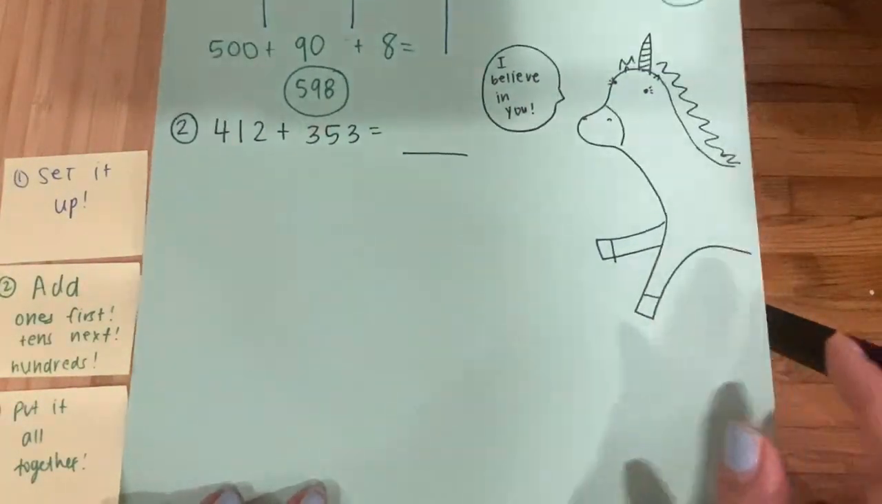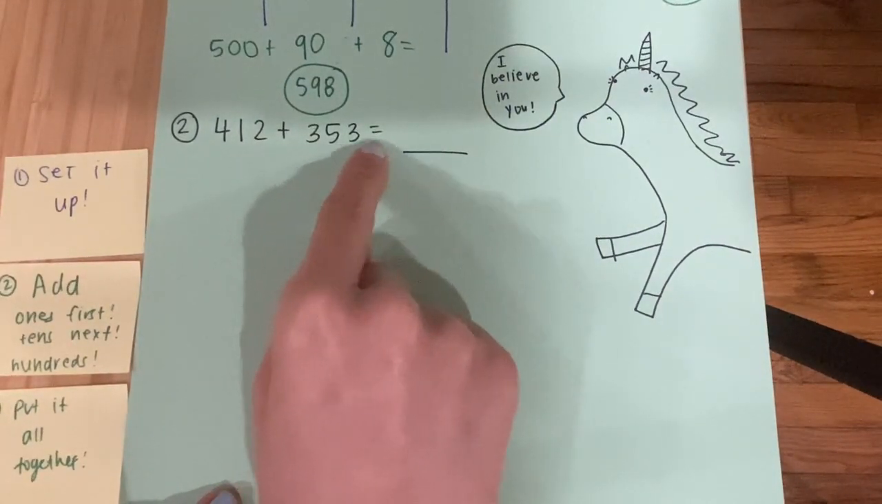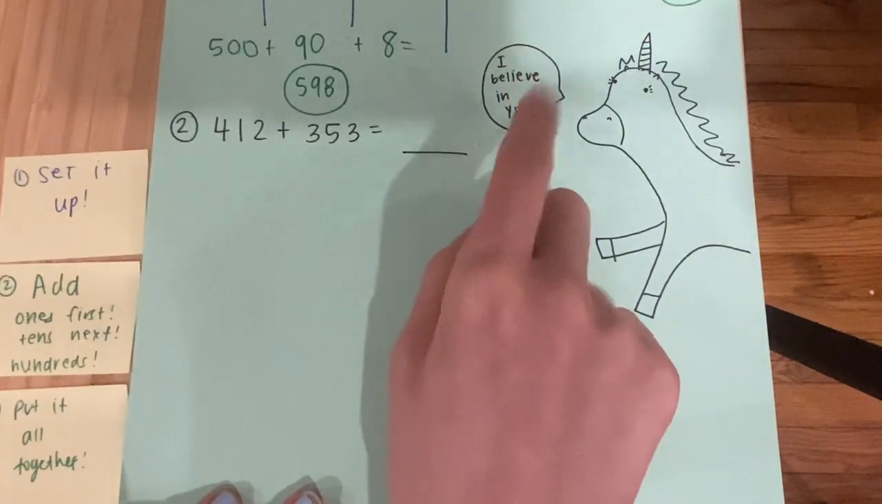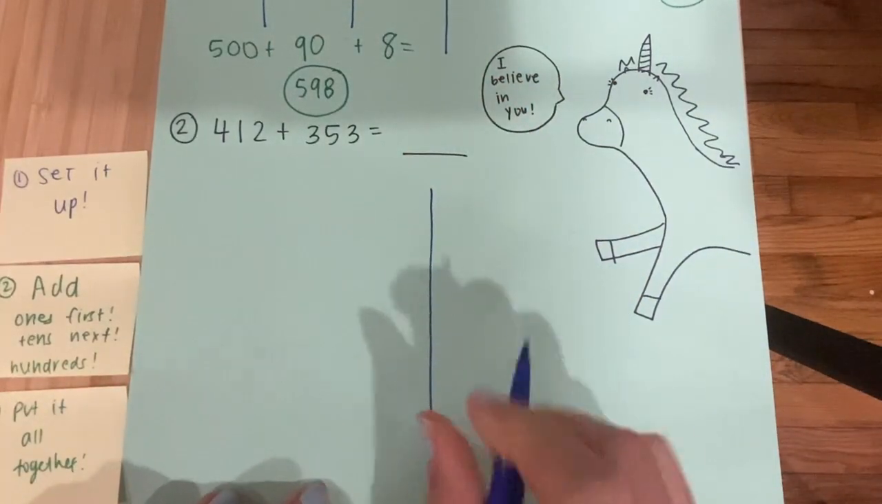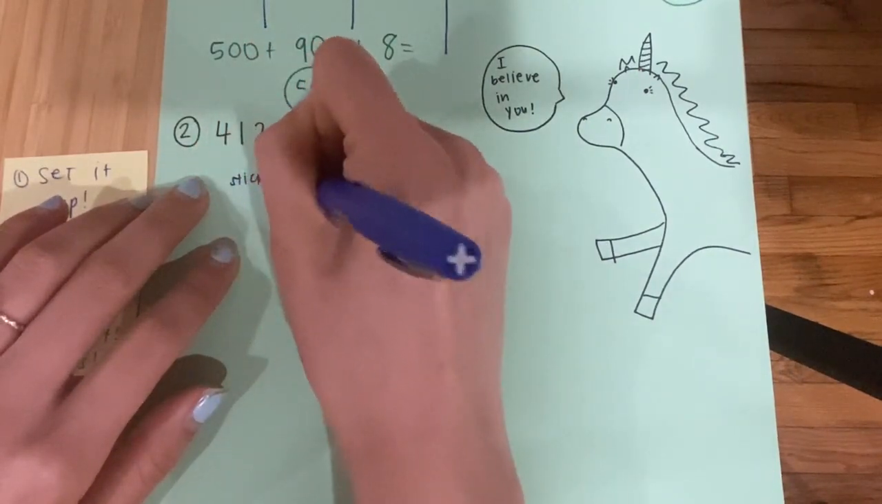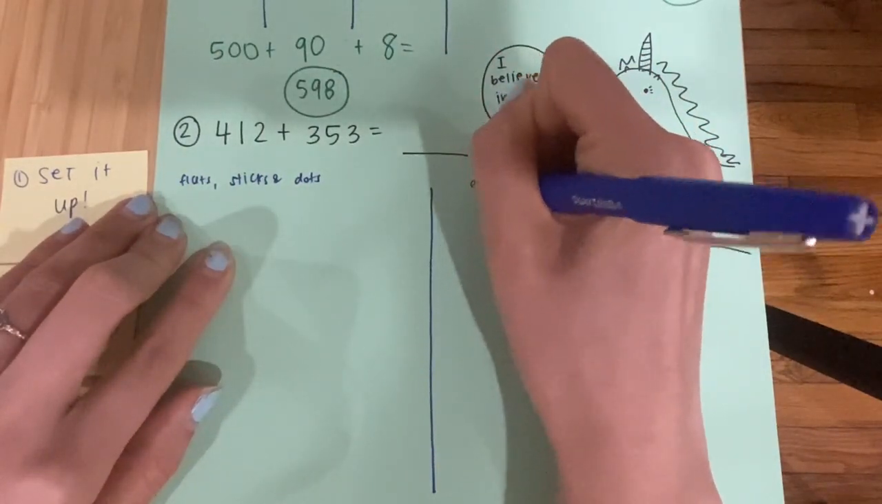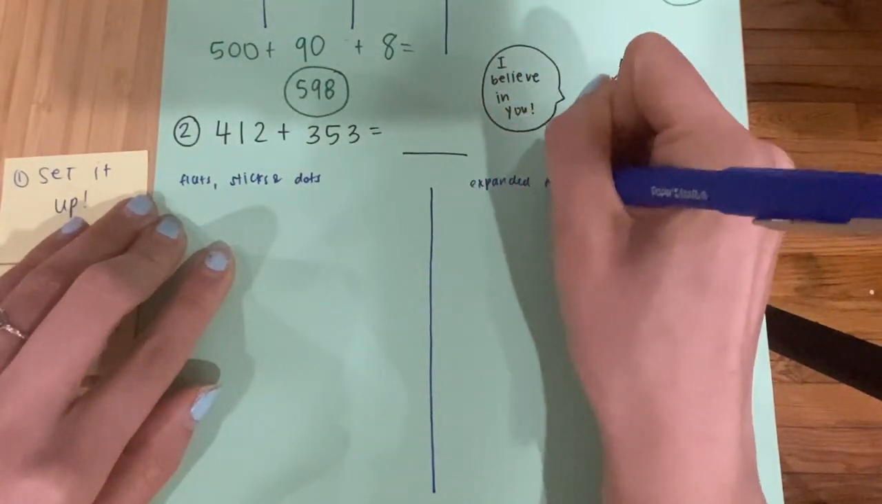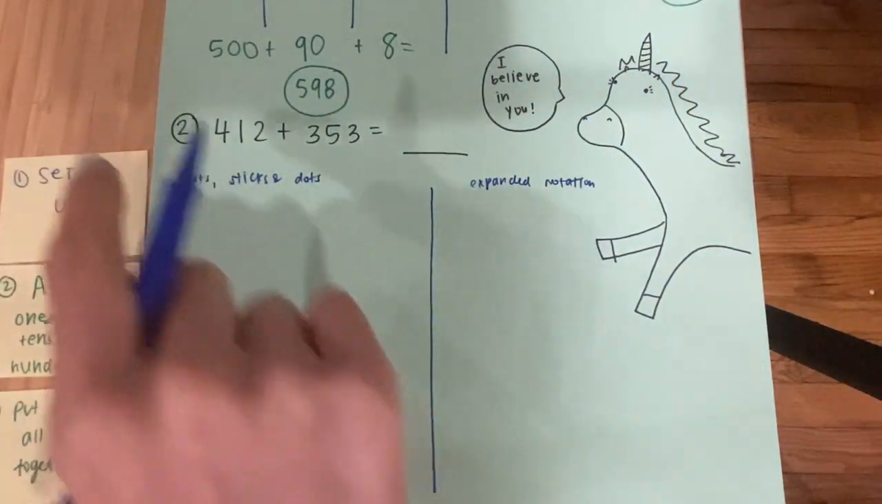All right, now I want you to try this one on your own, okay? 412 plus 353 equals. I believe in you. I know you can do it. I want to see you split your paper in half too, and I want you to show my flat sticks and dots, and my expanded notation on this side.